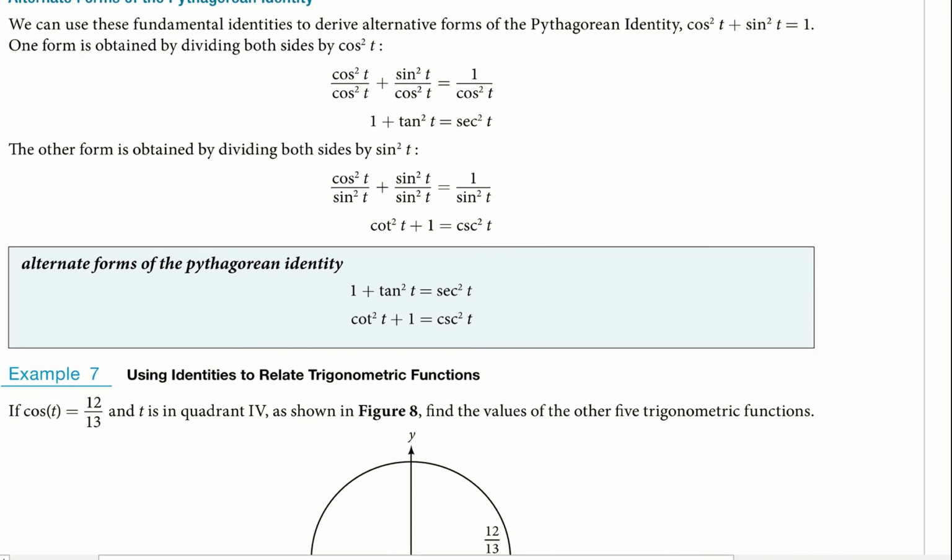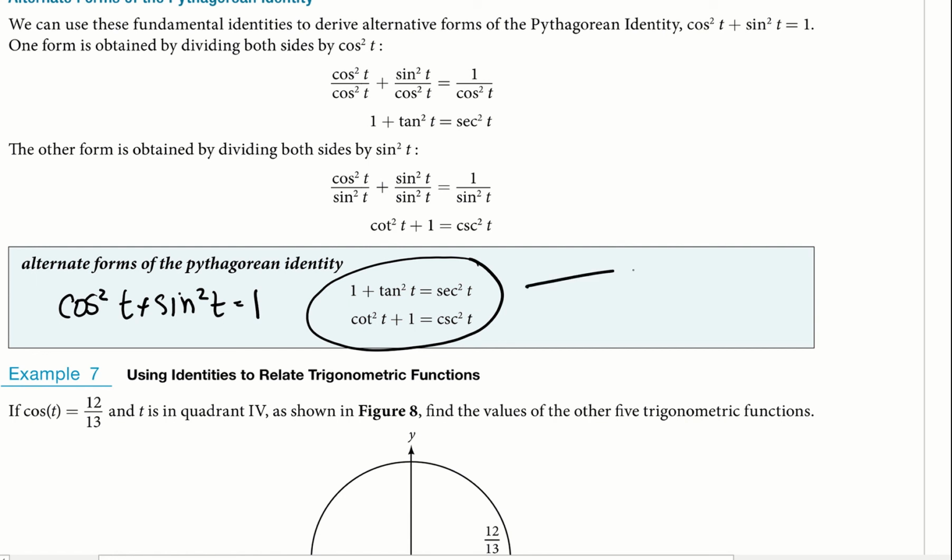Okay, so these are alternate forms of the Pythagorean identity. So the Pythagorean identity is cosine squared t plus sine squared t equals 1. And you can get these out of that. So these will also have to be remembered.